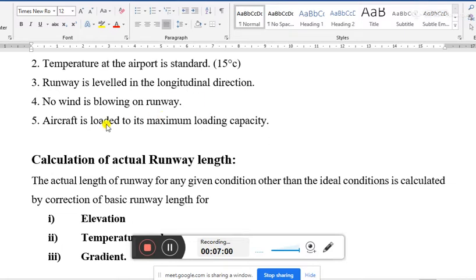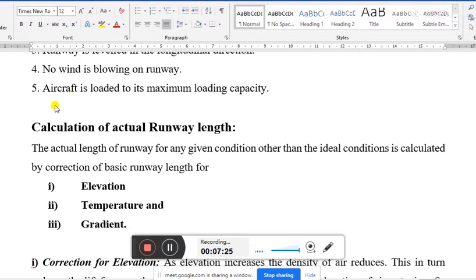That means no wind is blowing, means after that range of velocity of wind. If the wind velocity is greater than that 60 km per hour, we will consider that there is a wind which is blowing throughout the airport, and at that condition aircraft cannot be operated. And obviously the aircraft is loaded to its maximum loading capacity, that is not for basic runway length but also for the economic condition also.